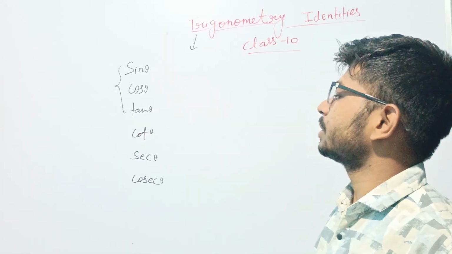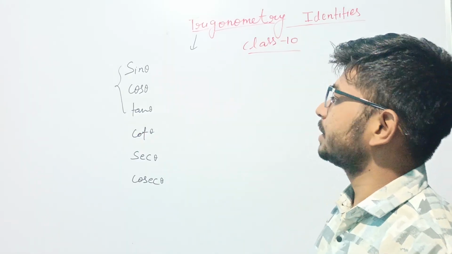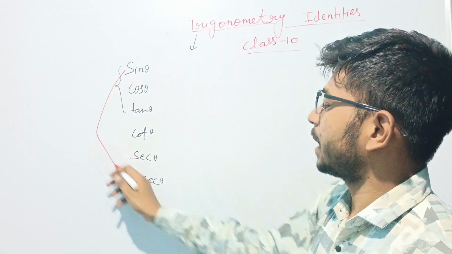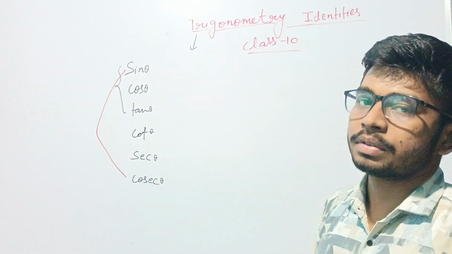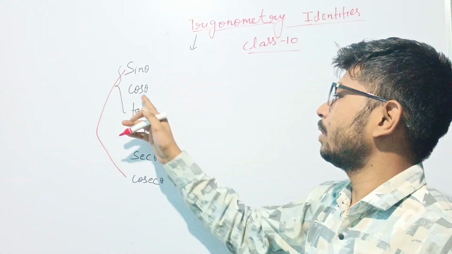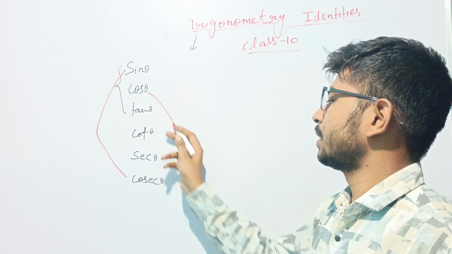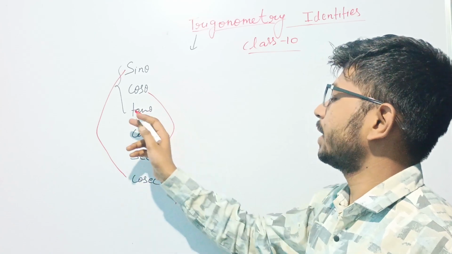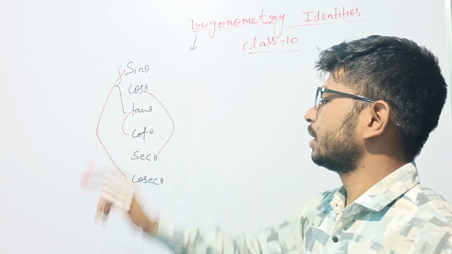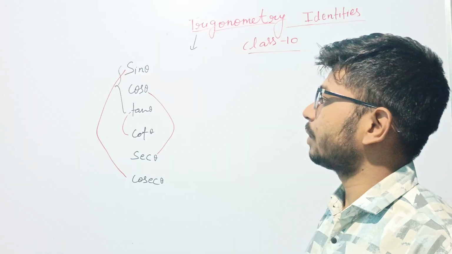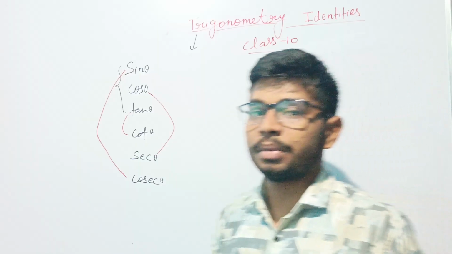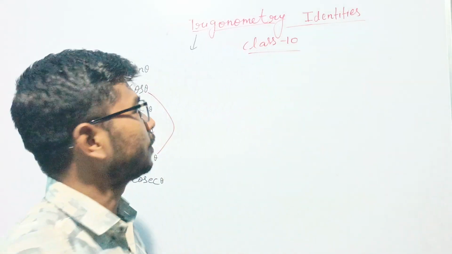So the reciprocal of sine is cosec, the reciprocal of cos is sec, and the reciprocal of tan is cot. Okay, so from there we can make some formulas. Let's write some formulas.